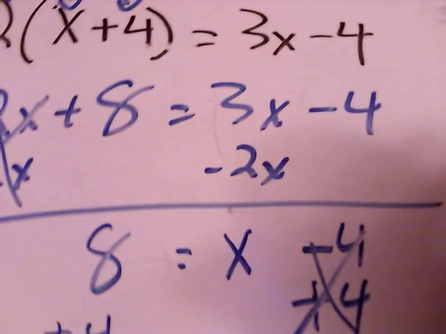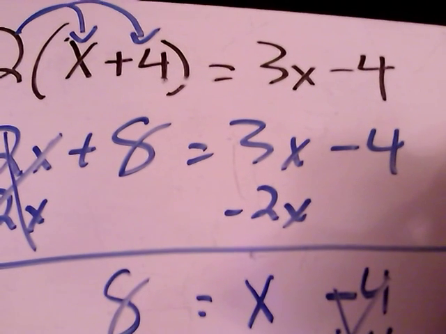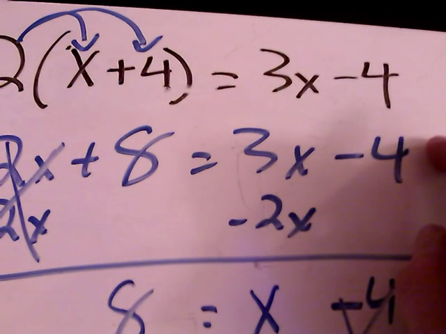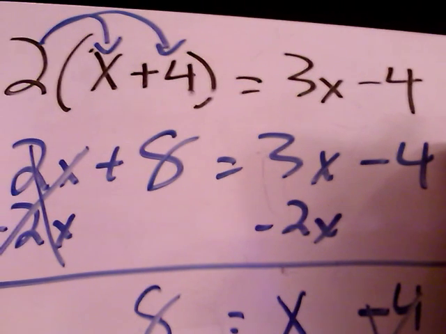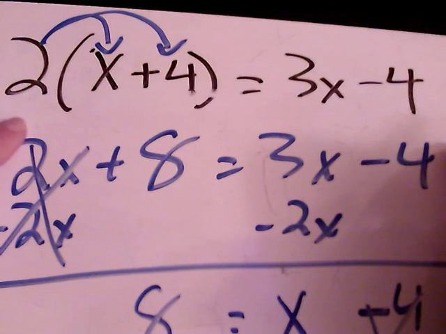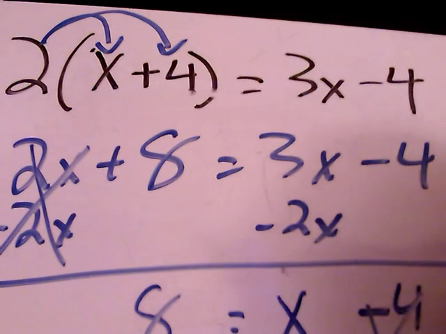So with this, the only difference is you had to distribute first, and then you had to move stuff over. So make sure you want to do parentheses first. Do not divide by 2, that will not work. But distribute first, and then start moving your variables over.